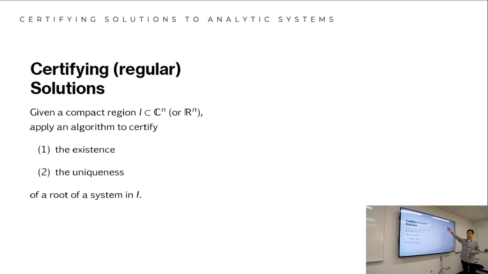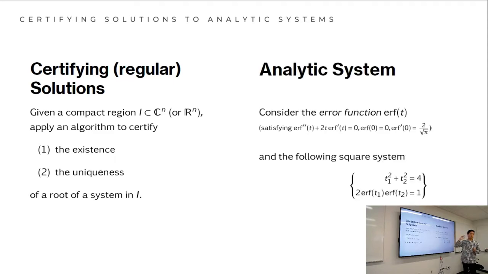Okay, I mentioned the analytic system. In the first half of the talk, we will focus on some special kinds of analytic systems. As an example, let me give you the error function. This is an analytic function that satisfies a differential equation with given initial value conditions. With this error function, we consider a square analytic system. In this system, we have two variables and two equations, so this is a square system. But I want to write this kind of analytic system in a slightly more general way, and also allow arithmetic operations on the functions we use in the system, so that we can compose, add, or multiply functions.